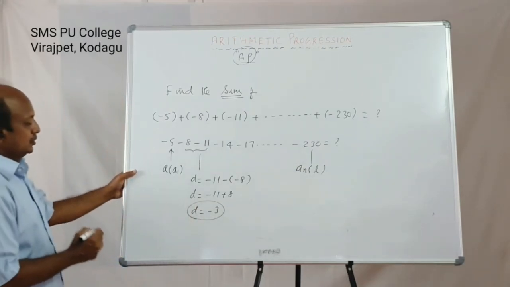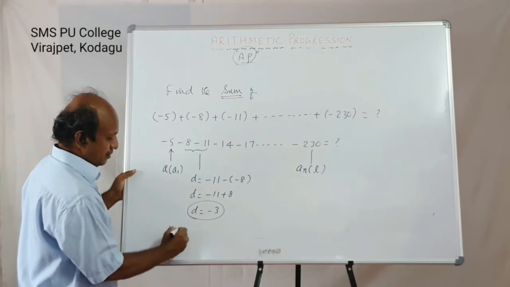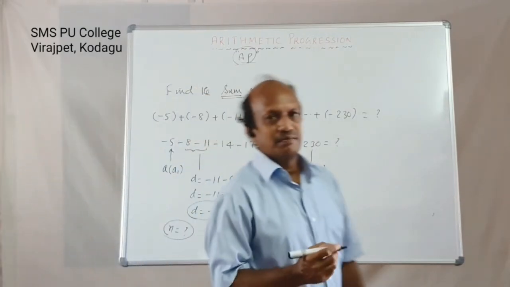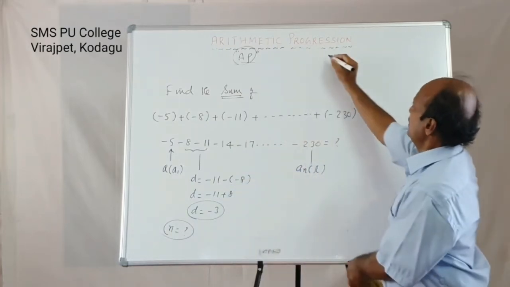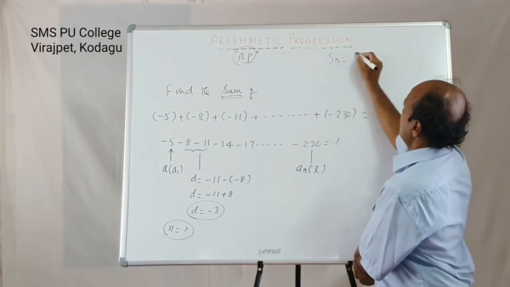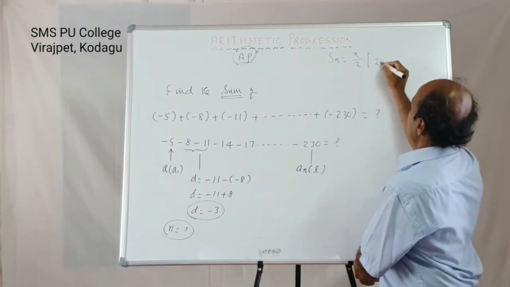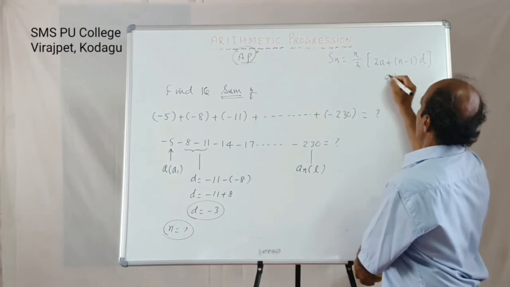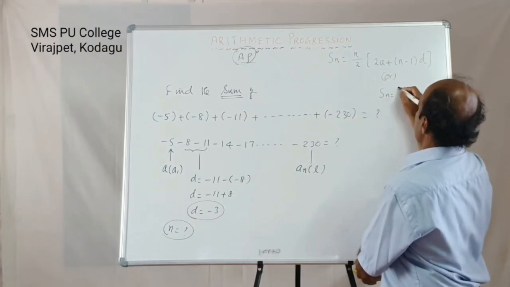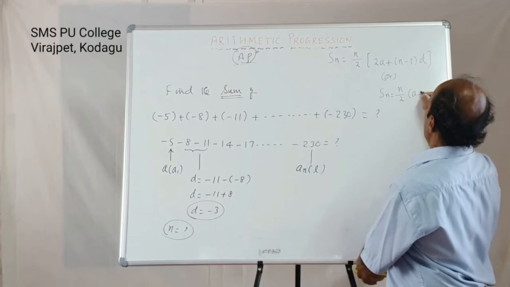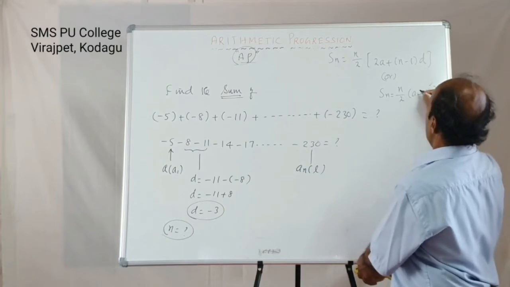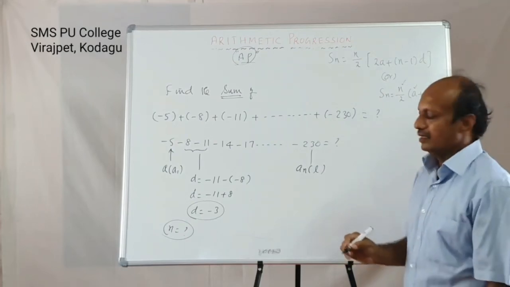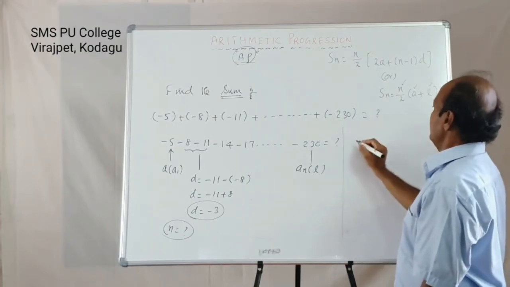You should know the value of n. Without knowing the value of n, you cannot apply any of these formulas. I told you there are two formulas. What is the first formula? Sn is equal to n by 2 of 2a plus n minus 1 into d. Or what is the other formula? Sn is equal to n by 2 of a plus l. You know the value of l, you know the value of a, and the only thing is you should know the value of n. Let us go by the second method.